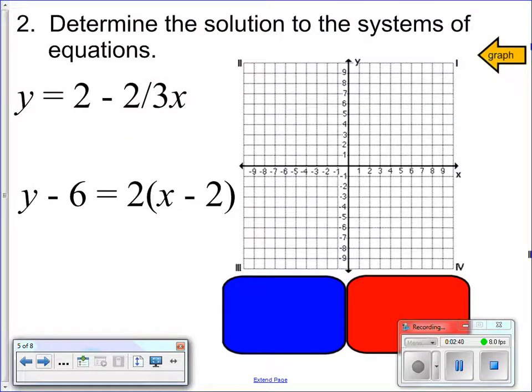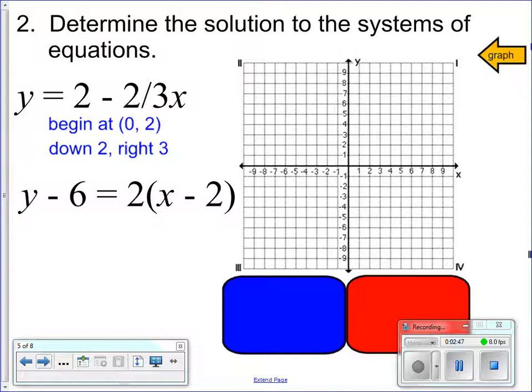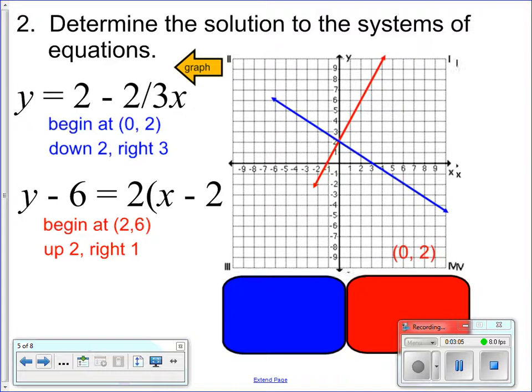All right, determine the solution to the system of equations. The first one, again, is in slope-intercept form. It looks a little backwards, but it's still in slope-intercept form. So we begin at 0, 2, and we go down 2, right 3. The second one is in point-slope form. So we begin at the point 2, 6, and our slope is 2, so we go up 2, right 1. So let's graph those.